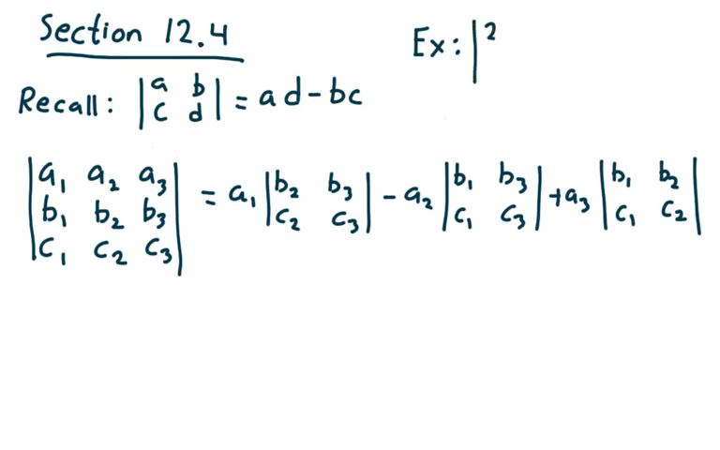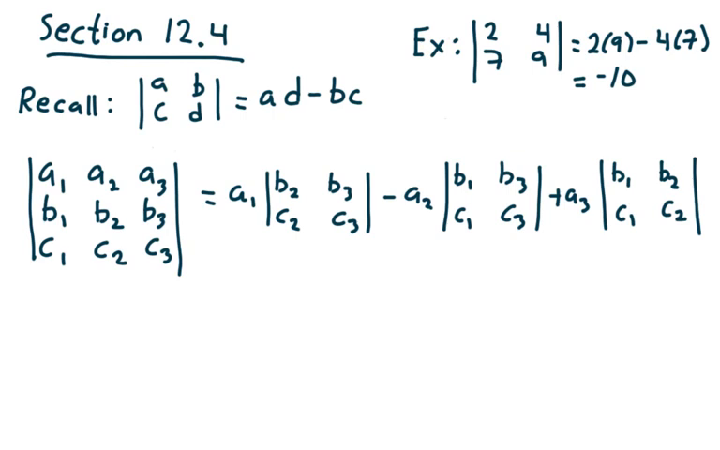For example, suppose I want the determinant of 2, 4, 7, 9. Well, this is 2 times 9 minus 4 times 7. 2 times 9 is 18. 4 times 7 is 28. 18 minus 28 is negative 10.